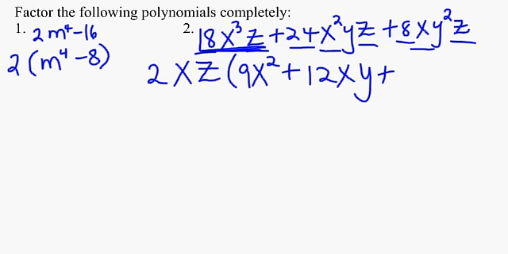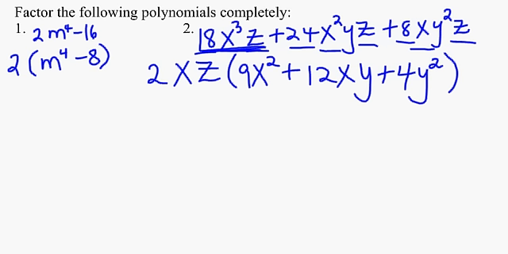8 divided by 2 is 4. X divided by x here cancels. Y squared divided by no y. Again, that leaves me y squared, and z divided by z cancels. So I believe I have factored everything out. So now I am counting the number of terms I have, and I'm checking to see if that's factorable. I have a 3-term polynomial.